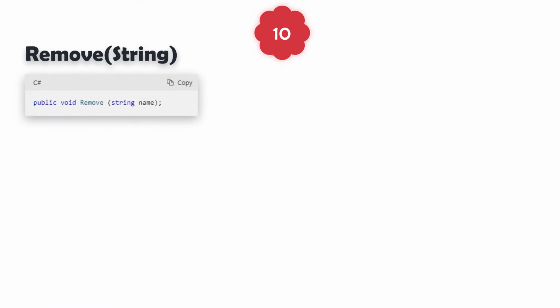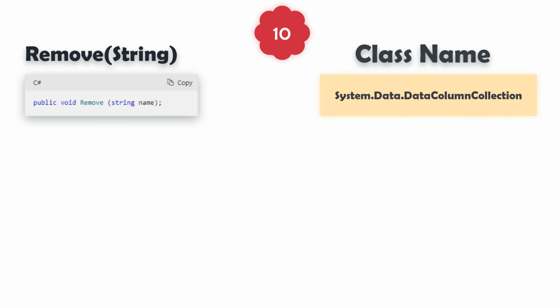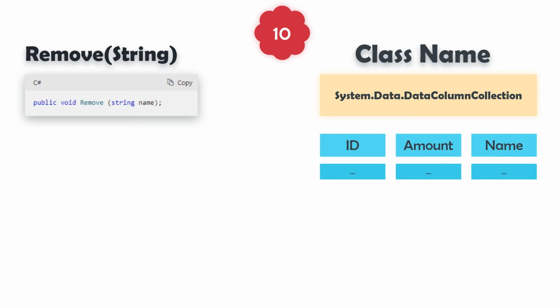It's the Remove method, to remove a column from a data table. The class name is system.data.dataColumnCollection. Here it's the same as the data row collection, but here it is for columns, not for rows. So we have here a table consisting of 3 columns. I want to delete a column from this table using this method. For example, I want to delete the column amount.